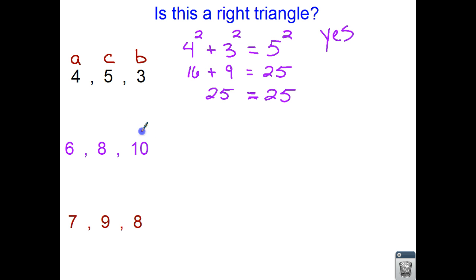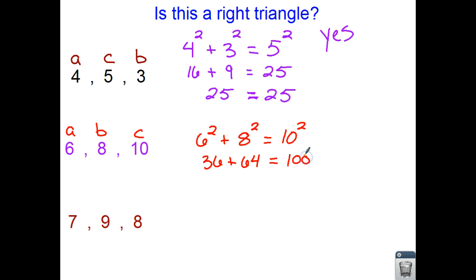So my C is 10 because it's the longest, and A and B are interchangeable. So we have 6 squared plus 8 squared. Is that equal to 10 squared? All right, 36 plus 64, and that is 100. 36 plus 64, let's see, do the math. Okay, that's 100. So once again, yes, these 3 lengths do in fact equate to a right triangle.